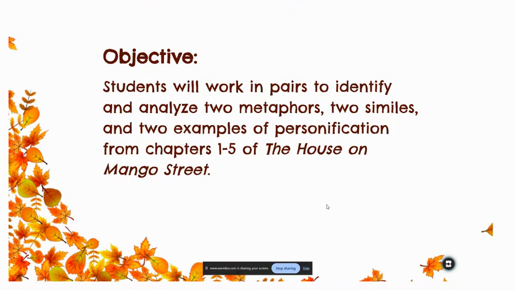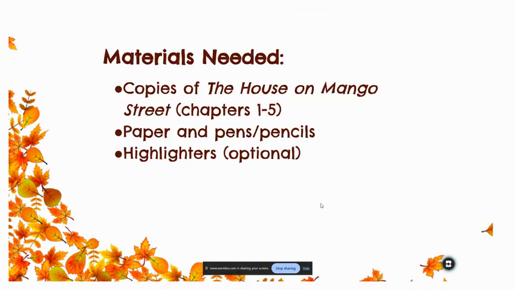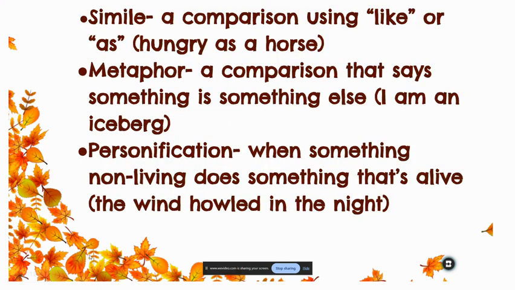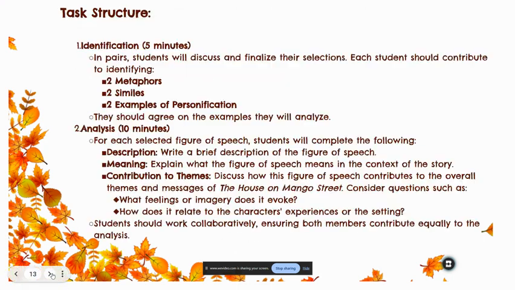The objective today was to work in pairs. You had to find two metaphors, two similes, and two examples of personification in chapters 1 to 5 of The House on Mango Street. So the things you needed were your books. Here are some definitions. A simile is a comparison using like or as, such as hungry as a horse. You can always look these up. A metaphor is a comparison that says something is something else: I'm an iceberg. Personification is when something non-living does something that's alive, like the wind howled in the night.